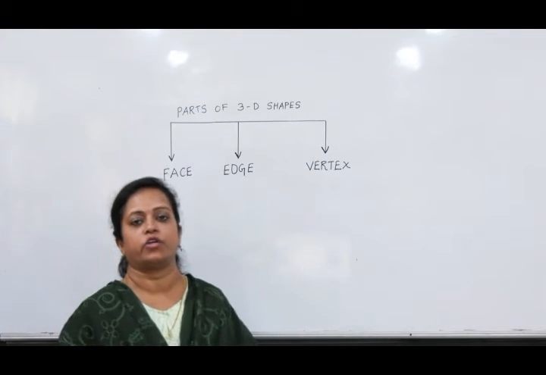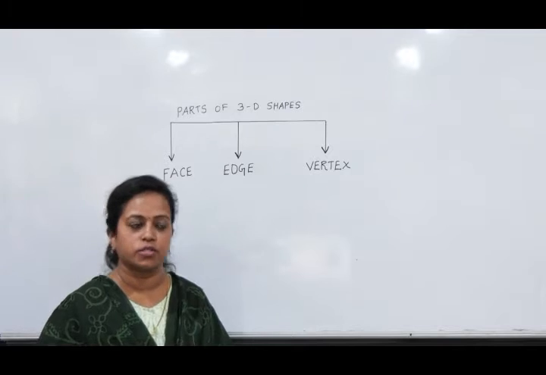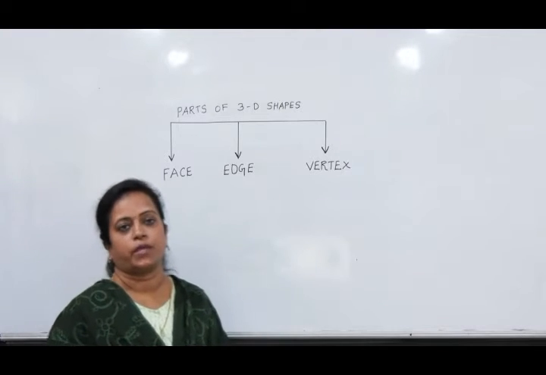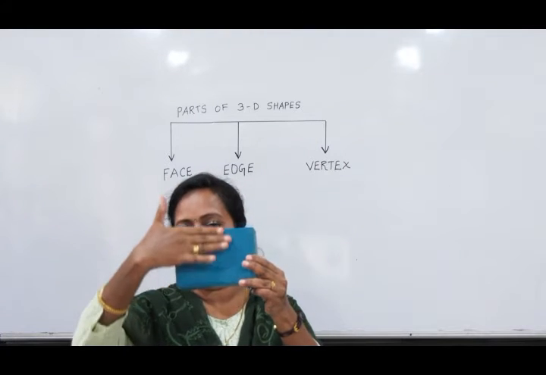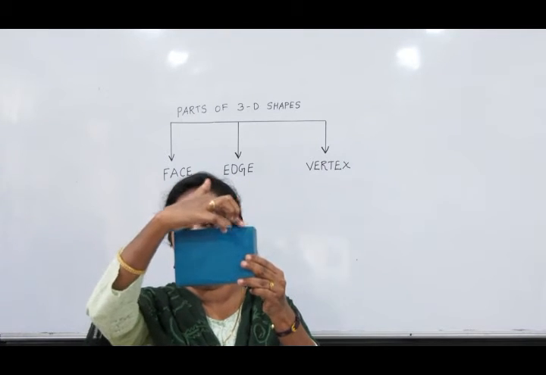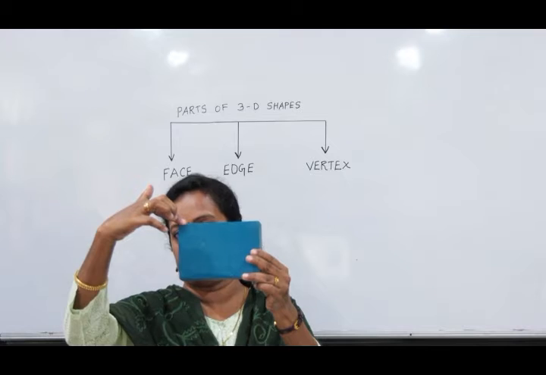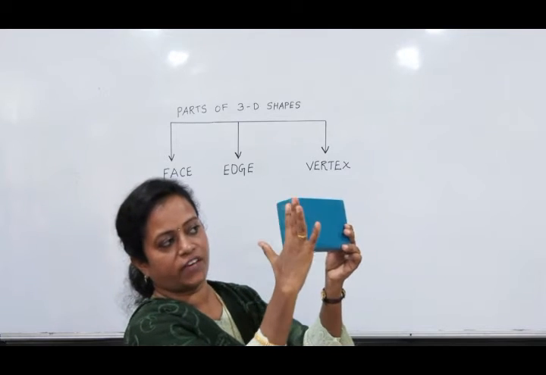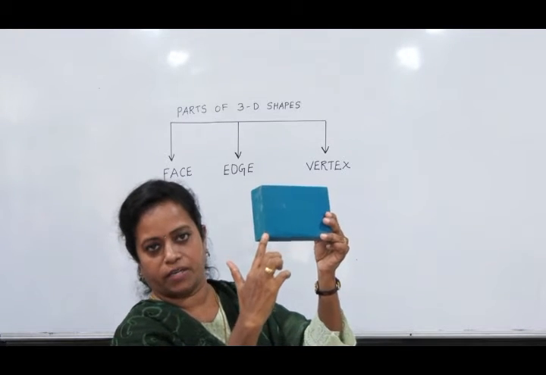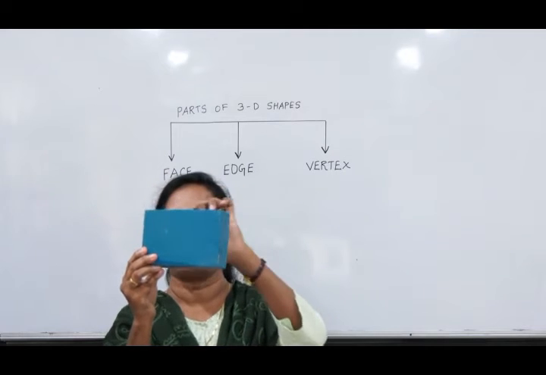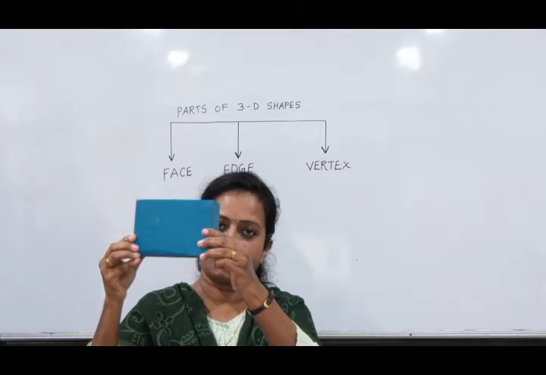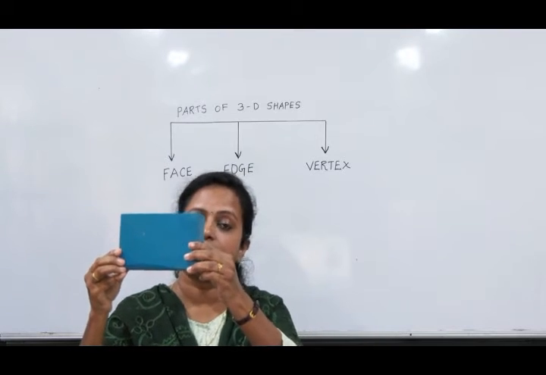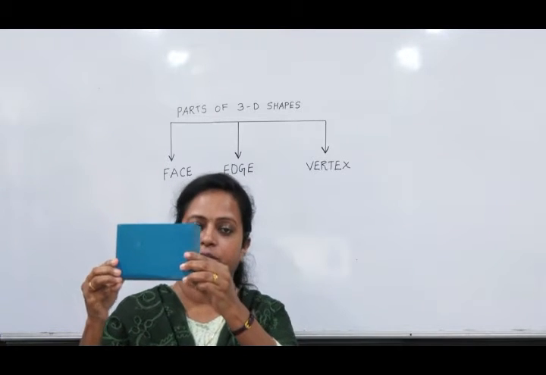The next part that you are going to learn about a three-dimensional shape is the edge. Now here where the two faces meet, you have a line segment being formed. You take any of the two faces, you have a line segment being formed. This is called the edge of the three-dimensional shape.